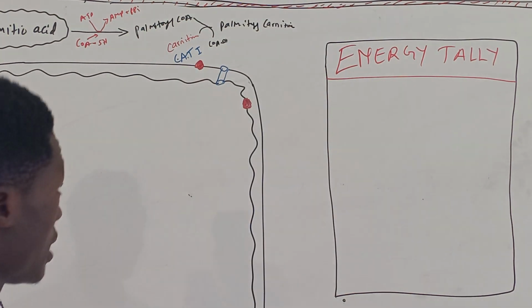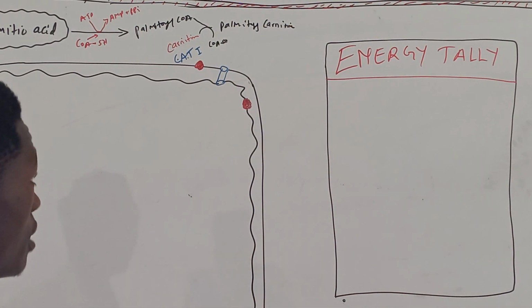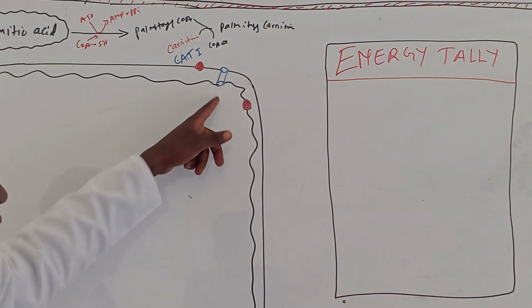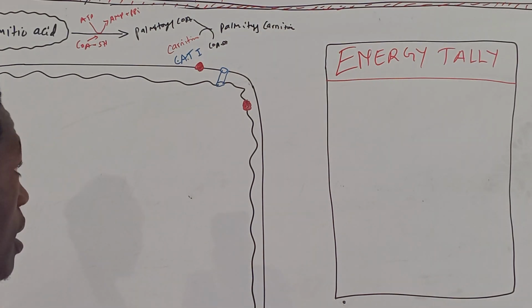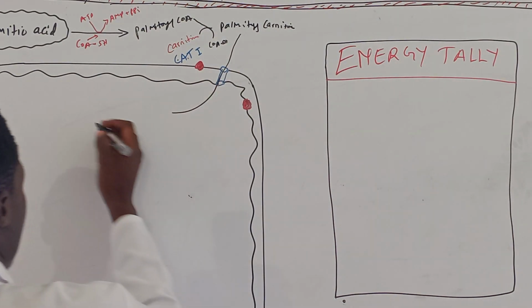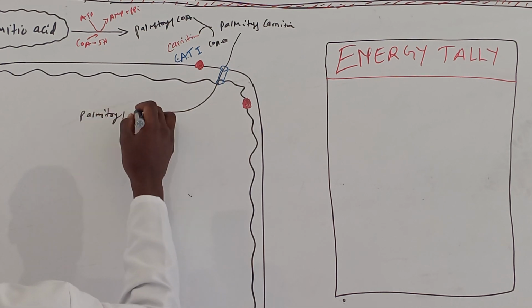The reason we are doing this is because palmitoyl CoA cannot get into the mitochondrion, but palmitoyl carnitine can get into the mitochondrion via the carnitine translocase, right? So palmitoyl carnitine can now enter inside the mitochondrion. Then you have our palmitoyl carnitine.